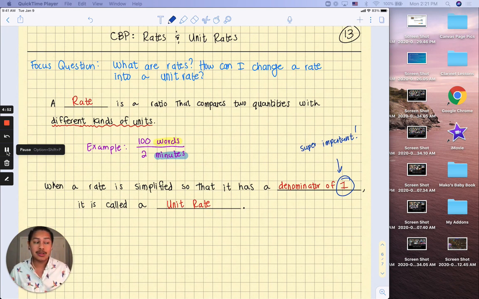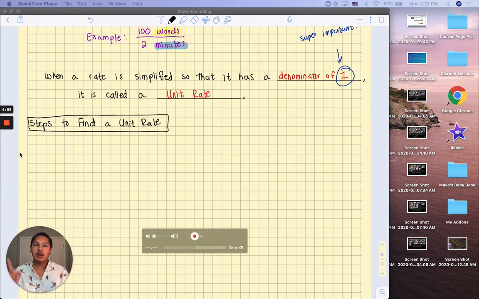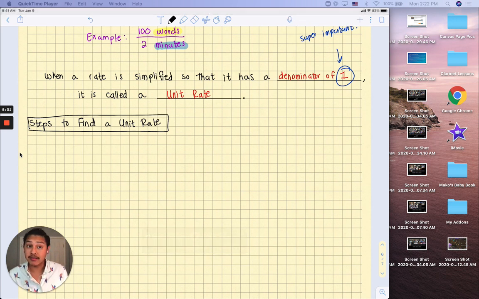So let's take a look at how we change a rate into a unit rate. We're going to write down the steps on how to find a unit rate.